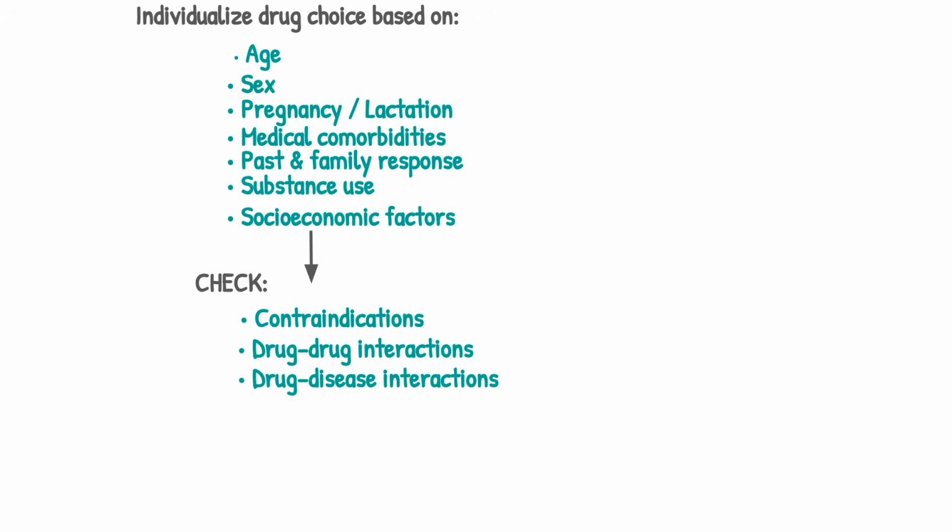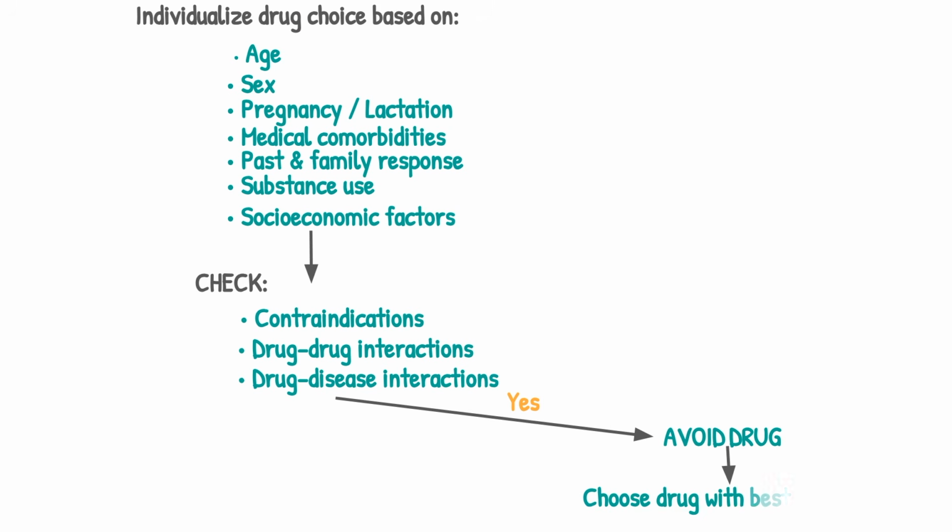If a significant contraindication or interaction is identified, the drug should be avoided. An alternative with a safer profile must be selected. Safety always takes priority over familiarity or preference.